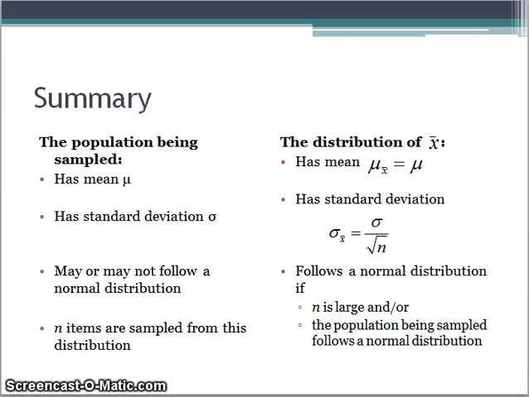So just in summary, because I think this helps, the original population being sampled has a mean of mu, standard deviation of sigma. It might follow a normal distribution, but it might not. And we have n items being sampled from this distribution. Now, if we're looking at the distribution of x bar, in other words, the sampling distribution, that has a mean of mu sub x bar, which happens to be the same value as mu. It has a standard deviation, sigma sub x bar equals sigma over the square root of n, and it follows a normal distribution as long as either the sample size is large and/or the population being sampled follows a normal distribution. And by the way, how would you know that the population being sampled follows a normal distribution? For our purposes, you'd have to be told. So you'd see at the top of a problem, it would say, assume this follows a normal distribution.